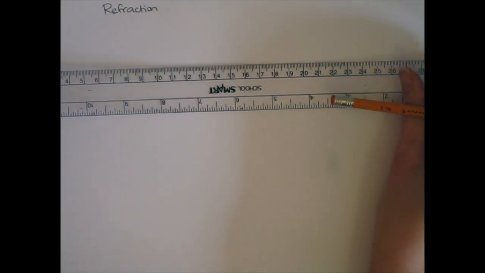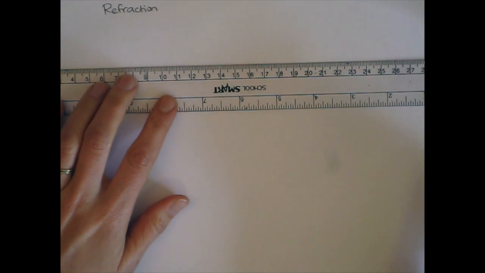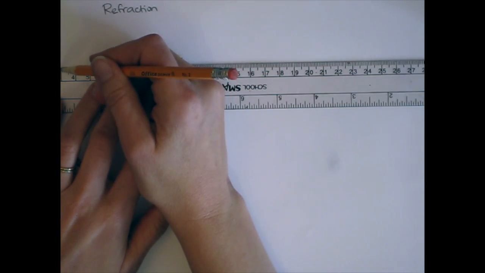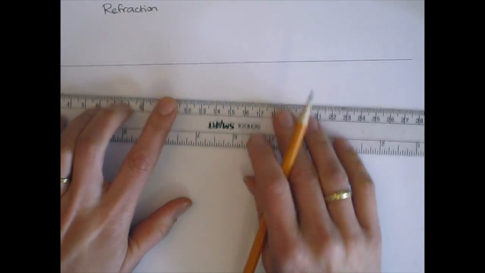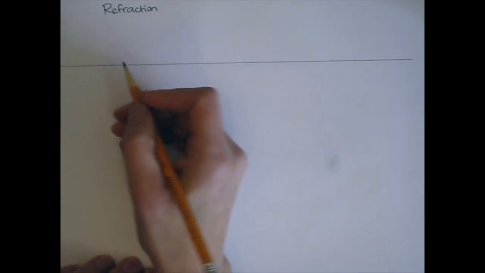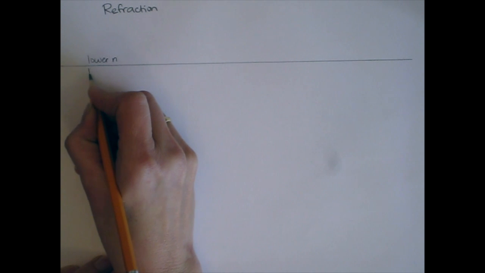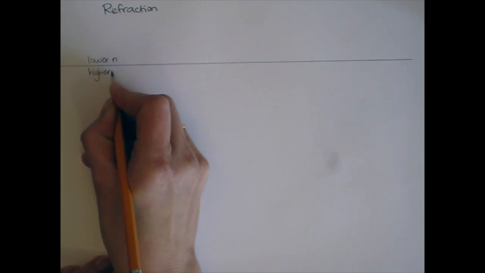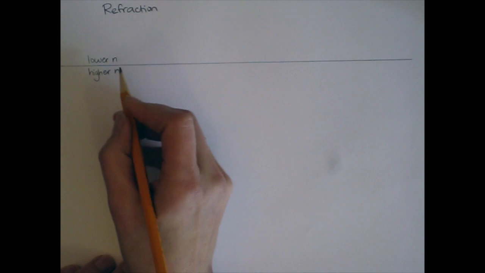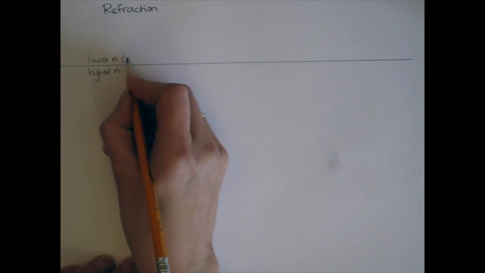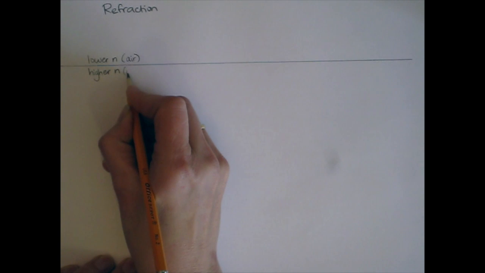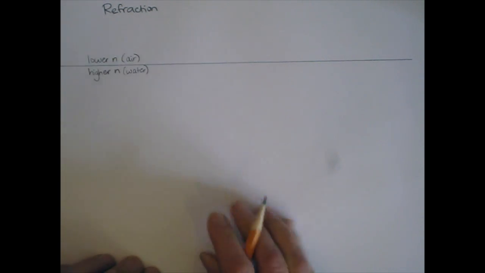In our study of refraction so far, we've seen some patterns in the direction that light bends and the angles when light passes from one material to another across a boundary between the two materials. So first, let's just review what we've seen when light travels from a material that has a lower index of refraction to a material that has a higher index of refraction. For example, this could be air and this could be water.